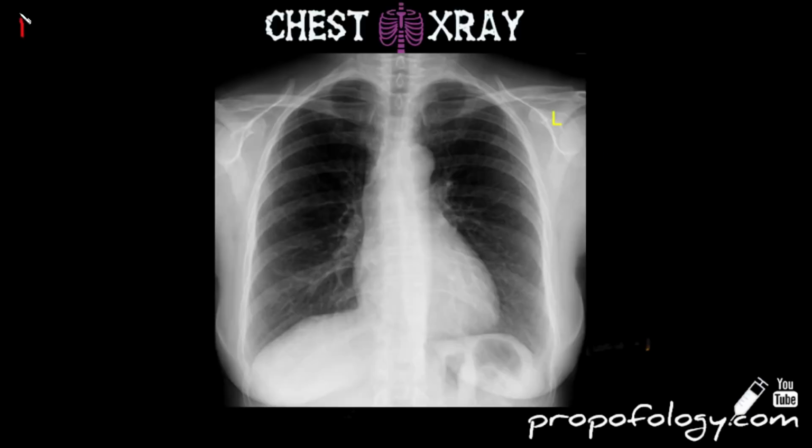There are 5 main questions you have to ask yourself before even starting to look at the components of a chest x-ray. Whose film am I looking at? Are the patient's details correct? What film am I looking at? What view is it in?